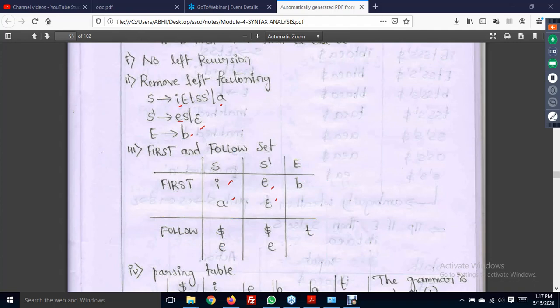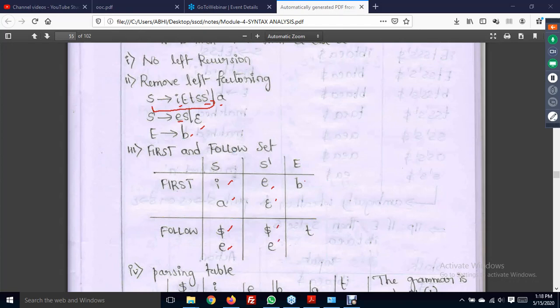The second thing is follow of S. Follow of S is first of S dash. First of S dash is E and epsilon, so E. Dollar, why? Because S is the starting production. Anywhere S has been repeated? No. So I have S dash. Follow of S dash is follow of S itself. So dollar, E, dollar, E.